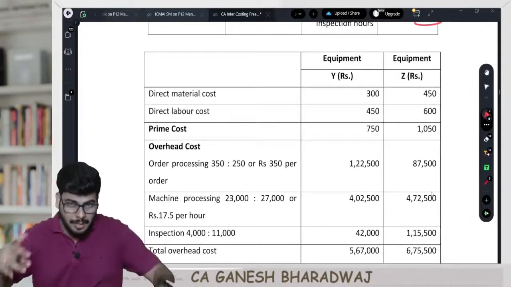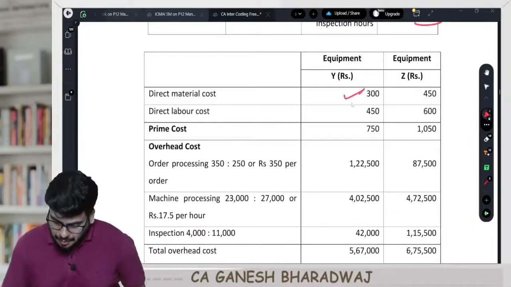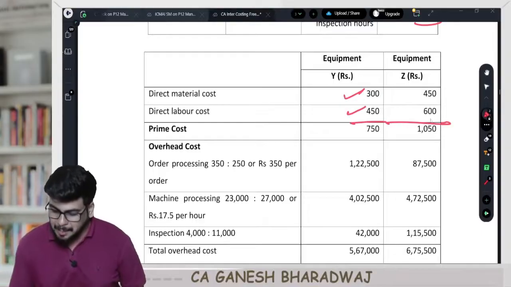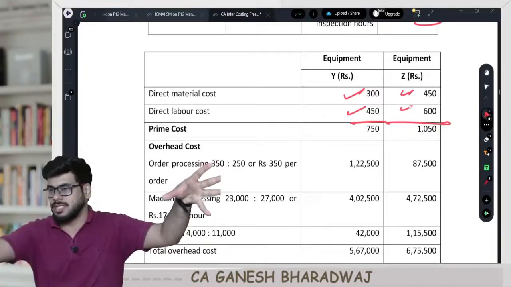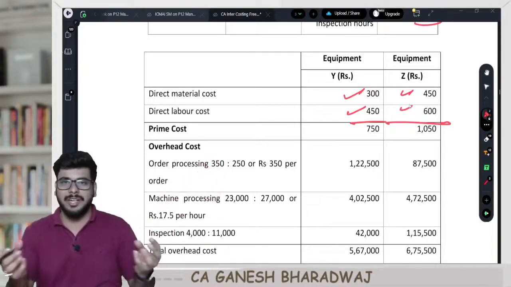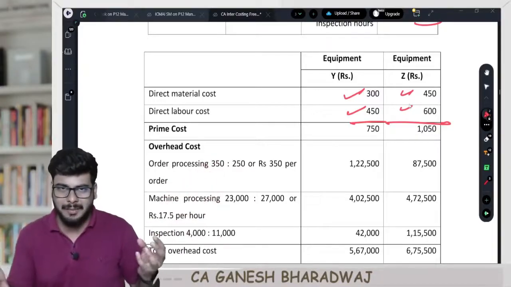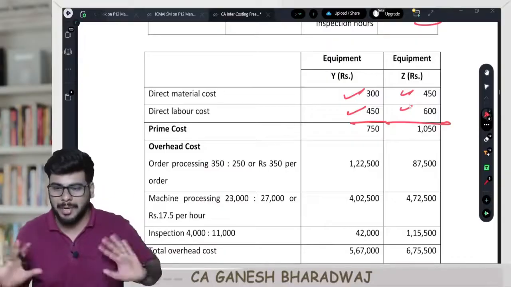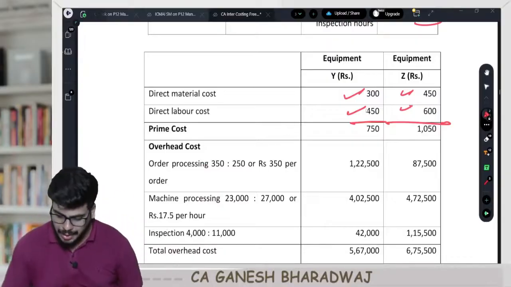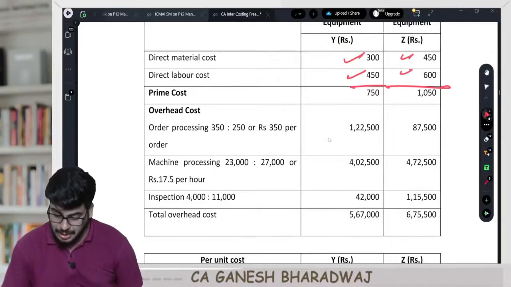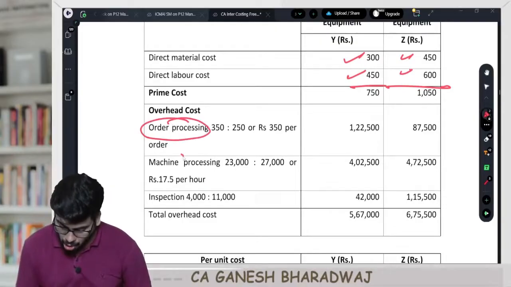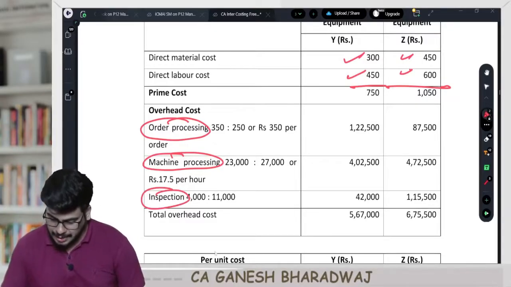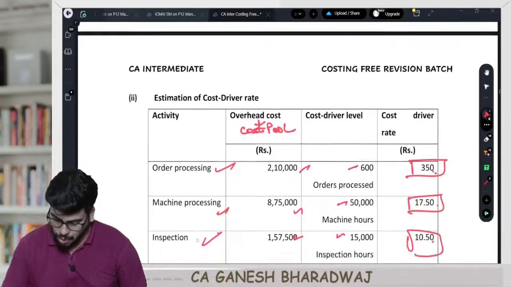Under the ABC system, my direct material, direct labor, the prime cost components will not change, whether I follow traditional costing or ABC, because traditional overhead costing and ABC deal only with the overhead component. They don't deal with the prime cost component. Now first you have the 3 products. You have the 3 activities: order processing, machine processing and inspection.